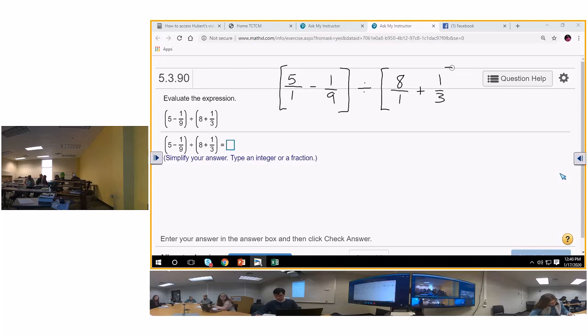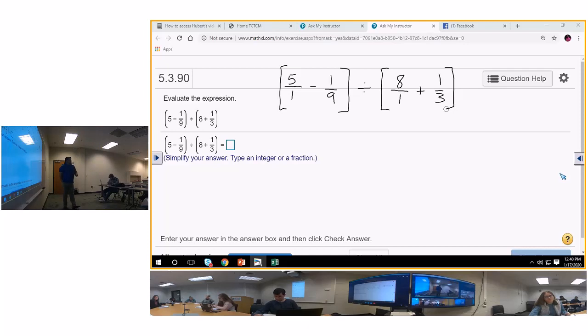Now this is a test question. I'll put these on a test all day long. So the first thing you need to do is do what's in the brackets first. I would go ahead and get a common denominator for all 4 denominators, which is 9. I would change everything to 9.